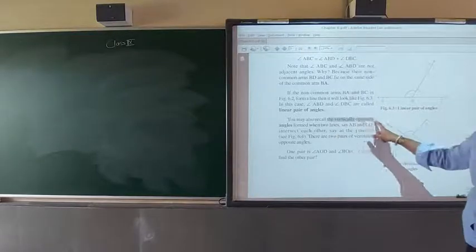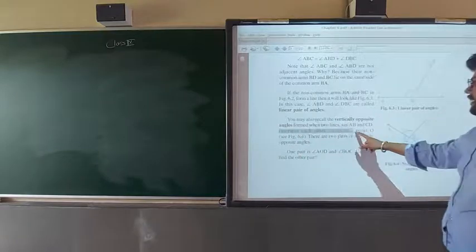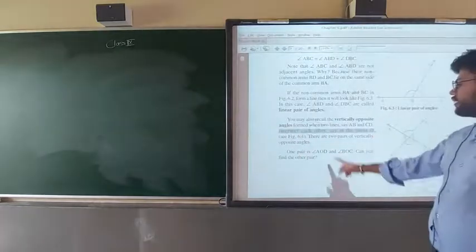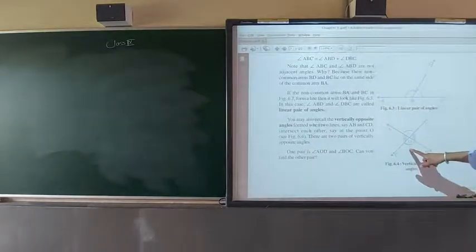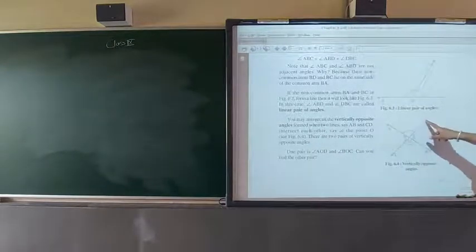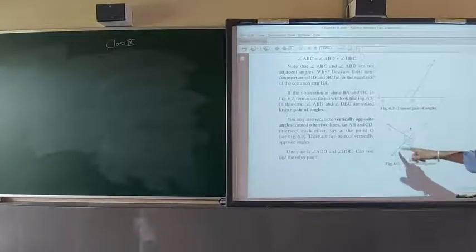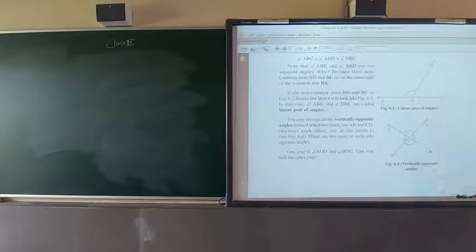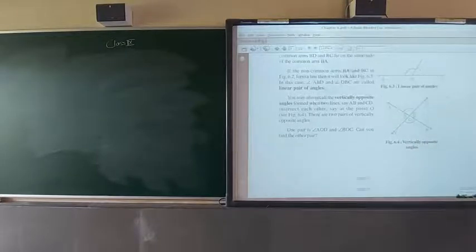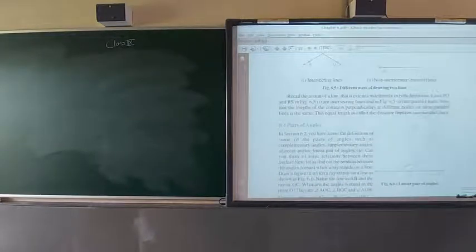Vertically opposite angles are formed when two lines, say AB and CD, intersect each other at the point O. There are two pairs of vertically opposite angles. Like these two are equal: AOD will be equal to COB. And here AOC and DOB will be equal. So these are called the vertically opposite angles. These are the intersecting lines and non-intersecting lines. No need to write this thing.